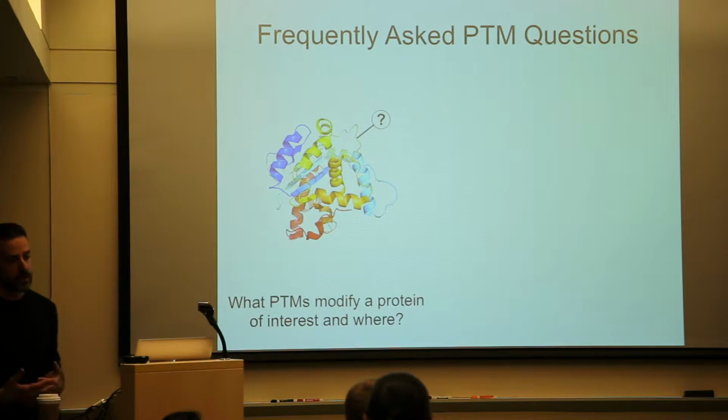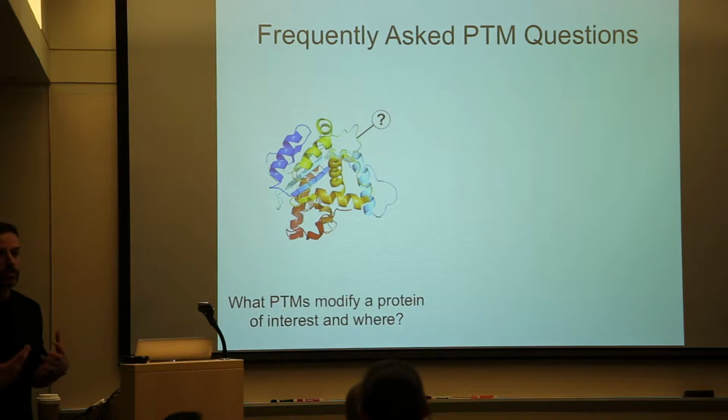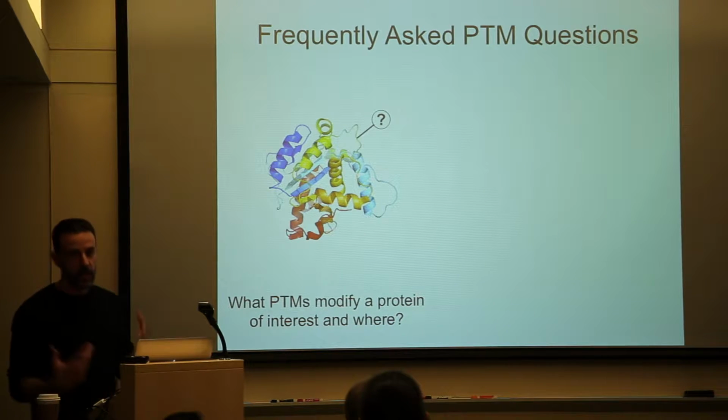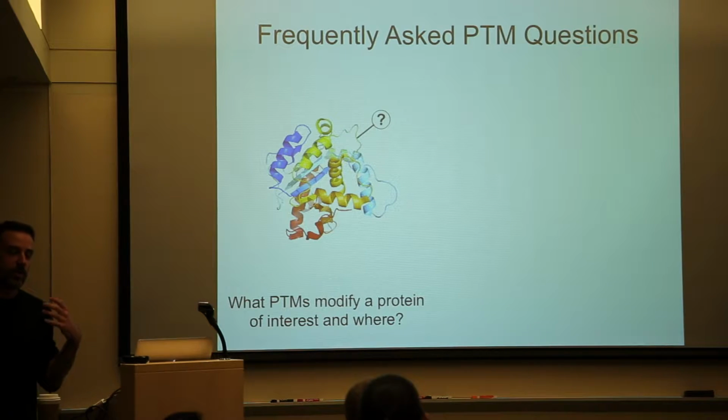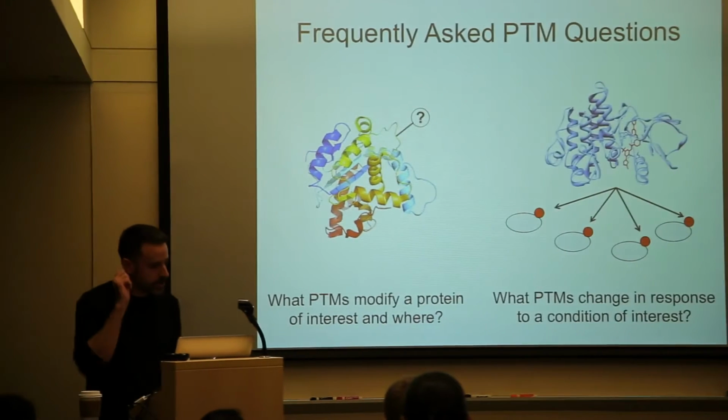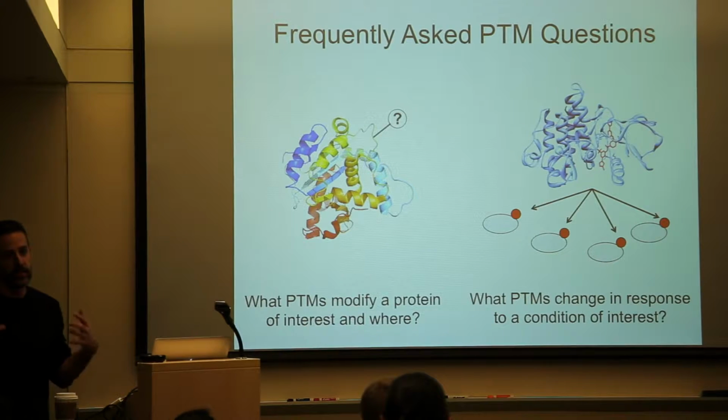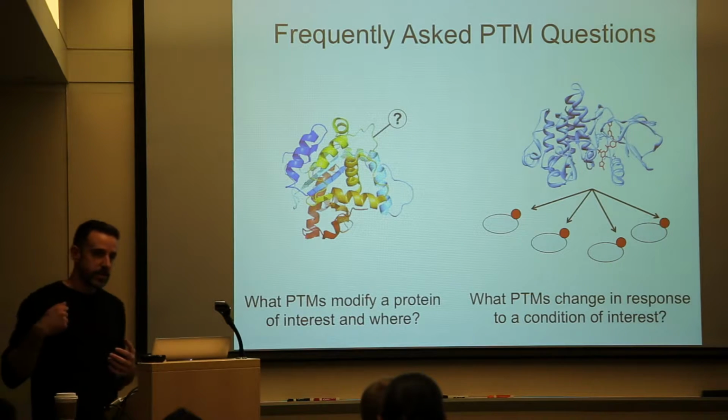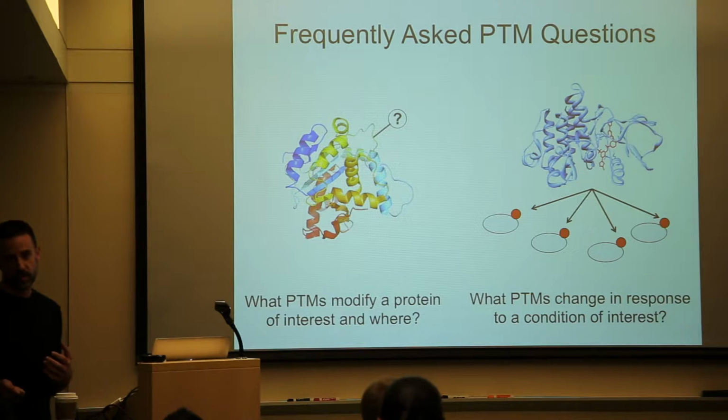In our lab, there are essentially 2 questions that we get very frequently that users come to us to ask related to PTMs. And the most frequent one is I have this protein of interest and I want to know what PTMs are regulating my protein and where on my protein are those PTMs located, right? And then the other question is I have some condition, like I have a kinase inhibitor that I know has a phenotype in my system, and I want to know what are the PTMs that change in response to that condition, right? And so this is more a global question.